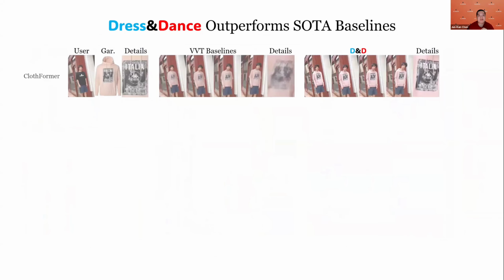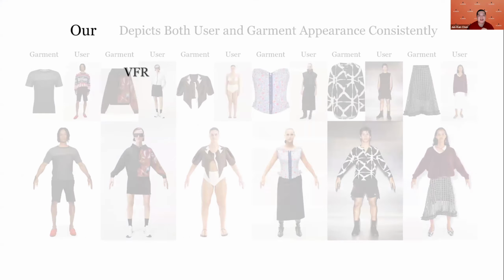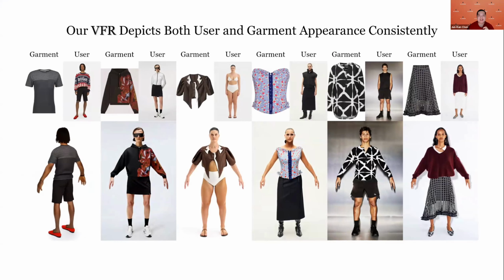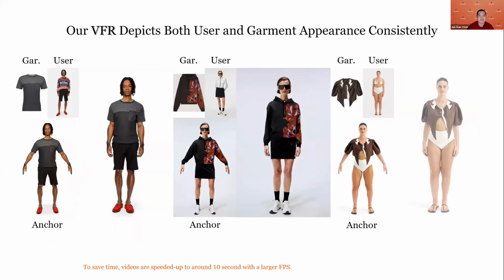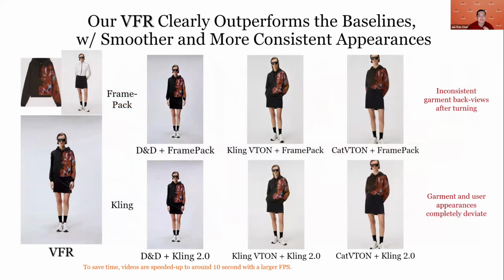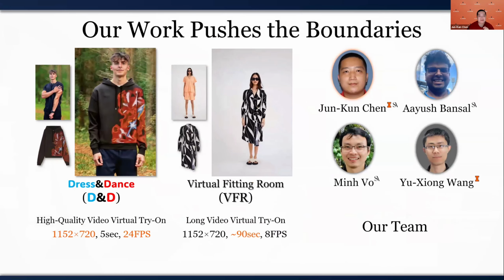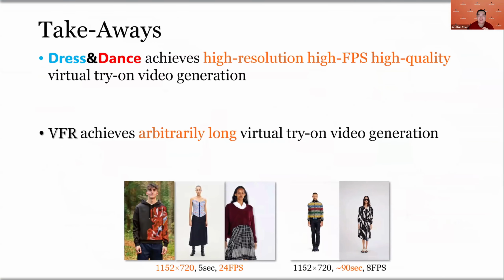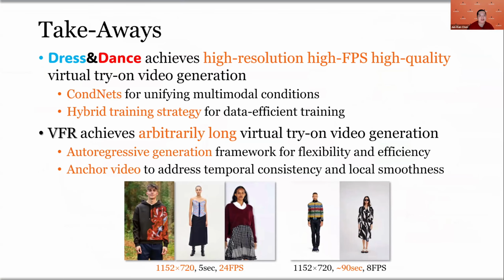Due to the time constraint, I will quickly go through the results here. Because these VFR results are long videos, which are time consuming to show, I will just quickly go through them. And if you are interested, you can check them on our project page. As the takeaways, in Dress and Dance, we unified the multimodal conditions using coordinates and use a hybrid training strategy for data training. And in VFR, we have the auto-regressive generation and also proposed the anchor diffusion model to ensure the consistency.